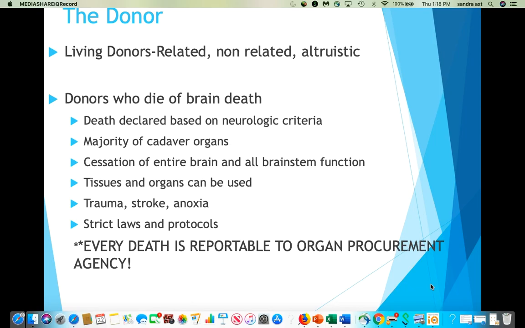There are also donors who die of brain death. So these are patients whose death has been declared. They are brain dead, which is dead, and declared based on neurologic criteria. And we're going to talk about that later on in the lecture. This is the majority of how we get our cadaver donors. Donation from patients who die of brain death means that they have a cessation of all brain and brainstem function. You can retrieve tissues and organs from these types of patients.